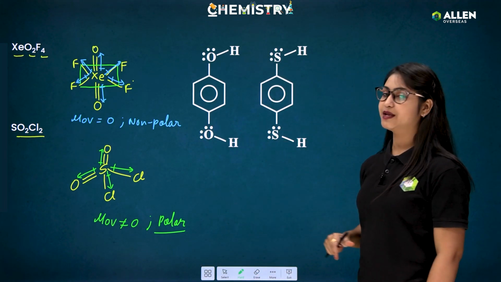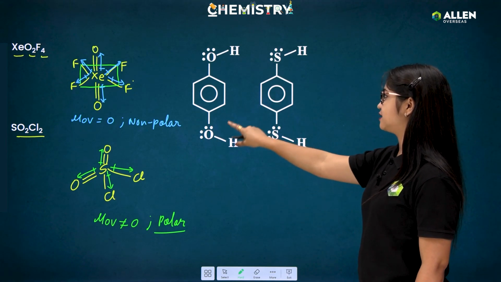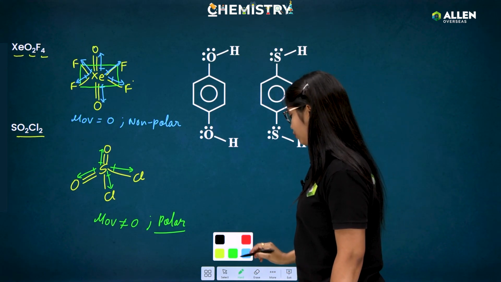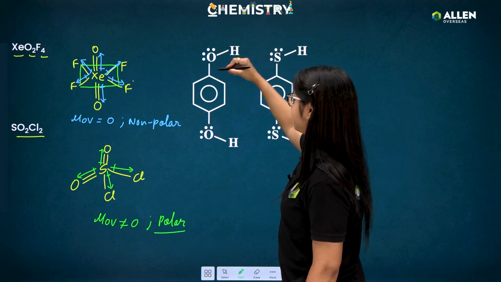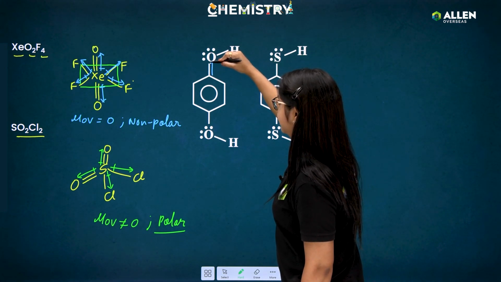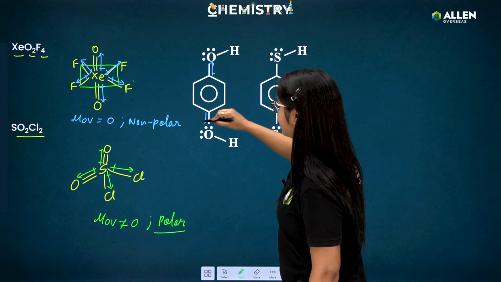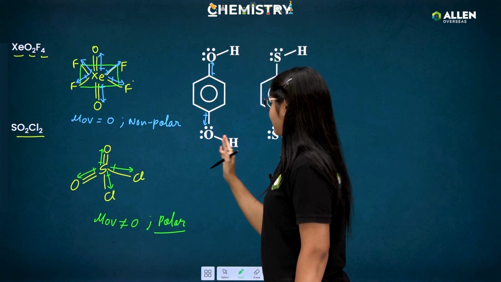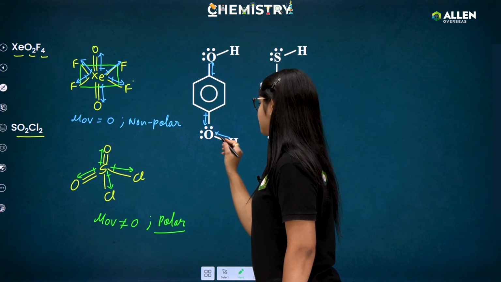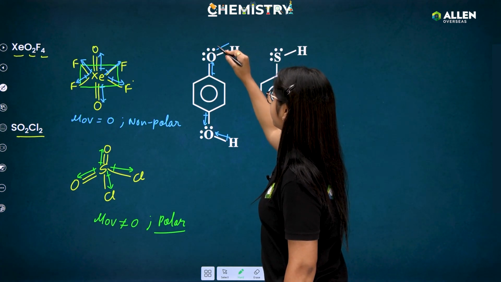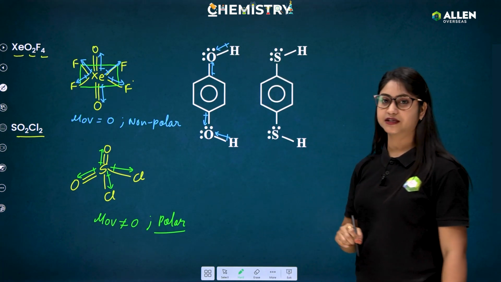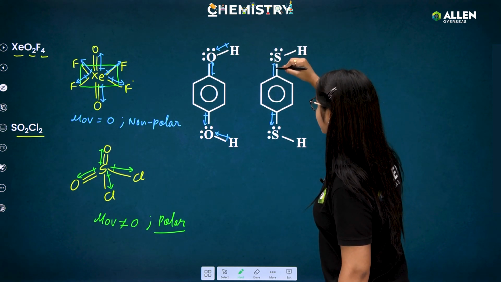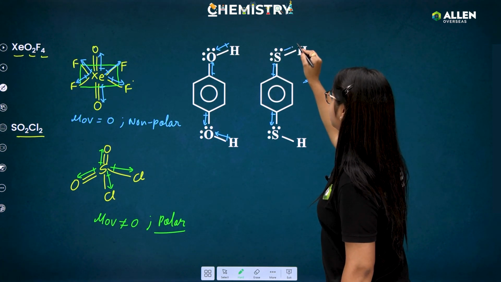Now, these are also very important examples. Here on the benzene you have 2 hydroxy groups, dihydroxybenzene, and here you have 2 thiol groups. From this carbon to oxygen, this will be the dipole moment vector. Similarly, from this carbon to this oxygen, this will be the dipole moment vector. For the OH bond, it will be from hydrogen to oxygen, and here also from hydrogen to oxygen. Similarly, for this molecule, from carbon to sulfur, and then hydrogen to sulfur.